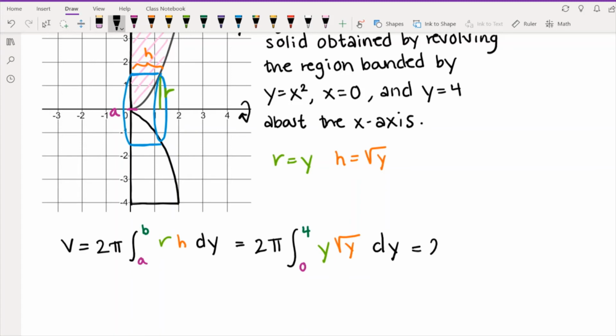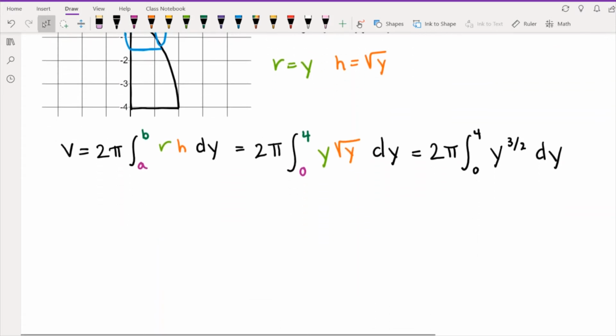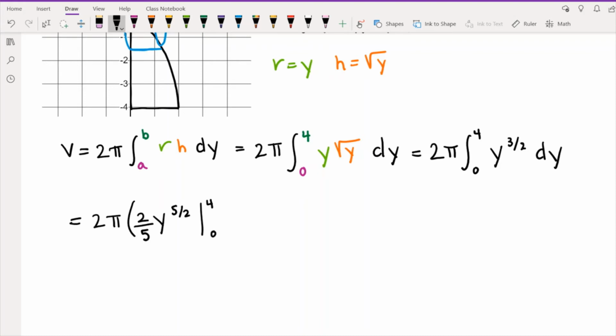So this one's going to be 2 pi times the integral from 0 to 4 of y times square root of y, and square root of y is the same as y to the 1/2. So if you multiply y times y to the 1/2, you get y to the 3/2. And so this one's going to be a lot easier to integrate. The antiderivative is just going to be, we add 1, which gives us y to the 5/2, and then we take the reciprocal, so that's 2/5 y to the 5/2, and we're evaluating at 4 and at 0.